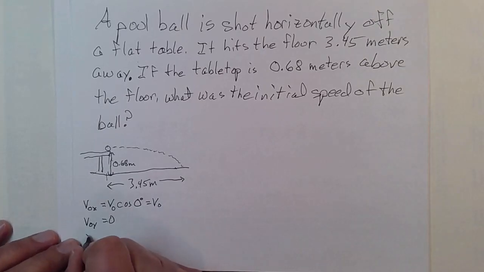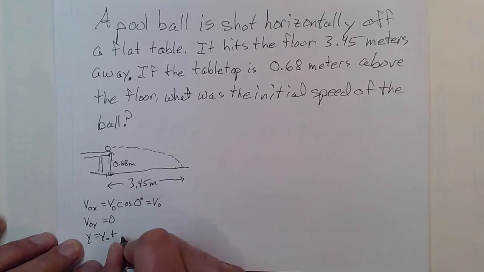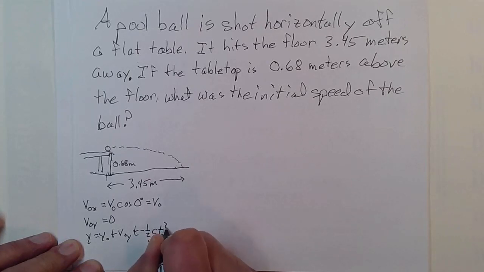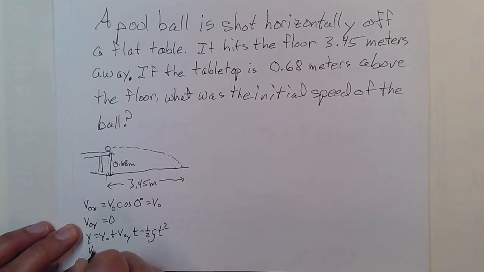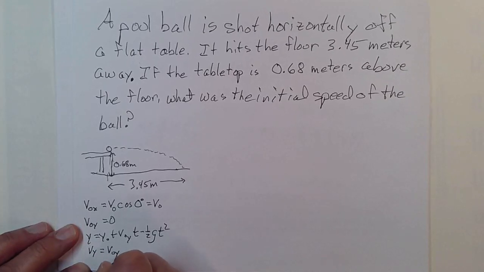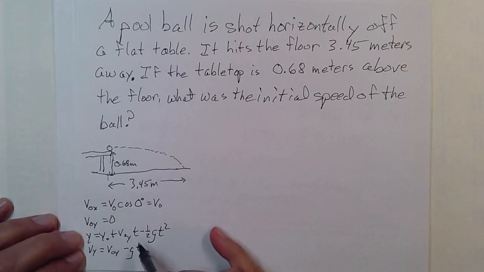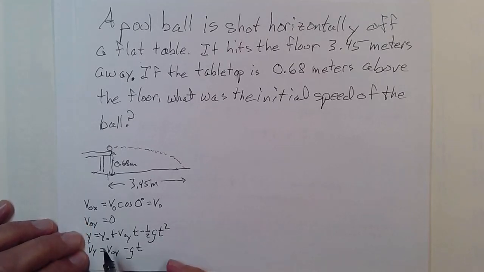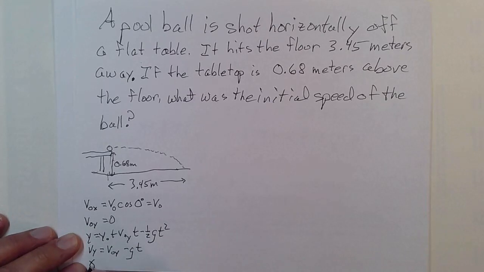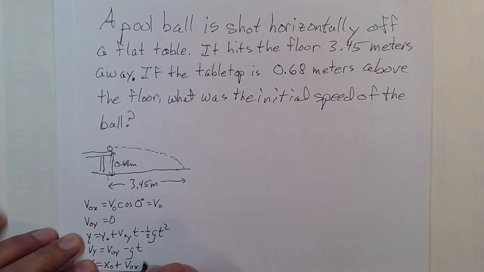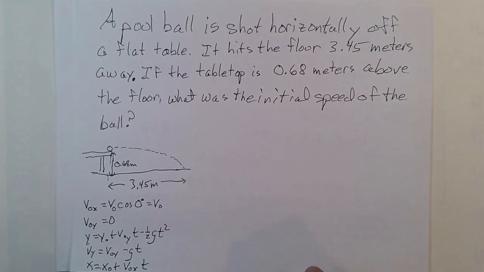Then I'll have y equals y naught plus v naught y t minus 1/2 gt squared. In general, I would also have v sub y equals v naught y minus gt. These are the general forms of these equations, and I haven't applied them to this problem yet. Like, for instance, v naught y is 0. But anyway, I've also got x equals x naught plus v naught x times t.